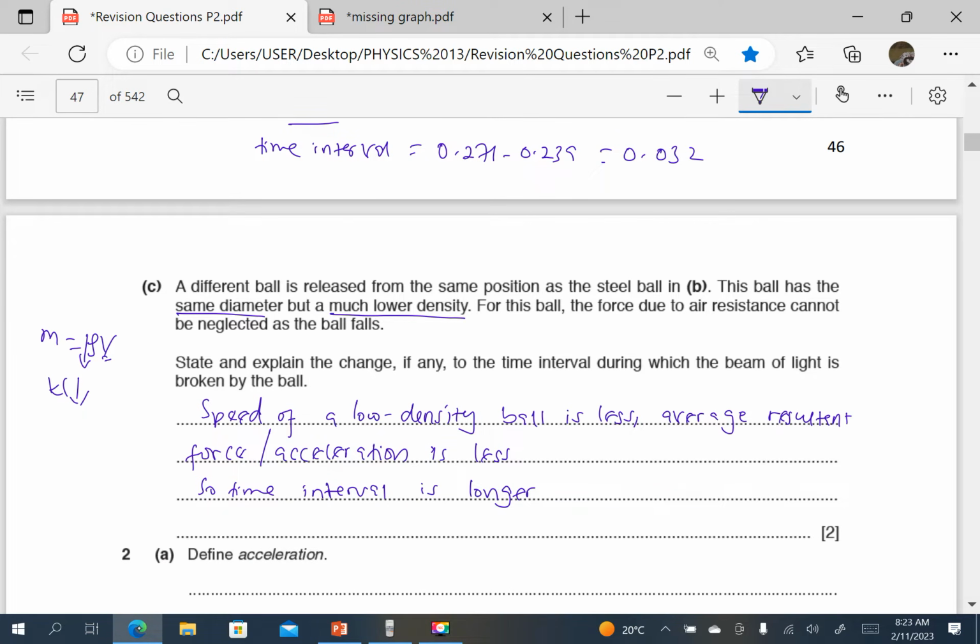Because the air resistance now has a greater effect on the lighter mass, it will take a longer period of time to break the beam. For a low density ball, we have seen that its weight is less. So the average resultant force is going to be less, since when the ball is falling, the air resistance is upwards and the weight is downwards. Because the air resistance is now greater, the average resultant force is going to be less. So the time interval during which the beam is broken is going to be greater. So the time interval is longer.